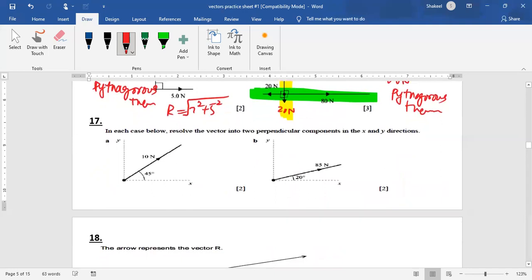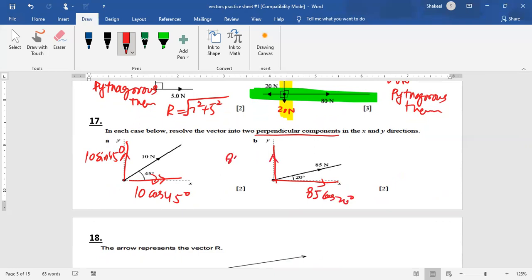Question number 17, very simple. You have to look for the perpendicular components. Of course, adjacent to the angle is cos. So this is 10 cos 45. And the other right angle component is sine. So 10 sine 45. Over here again, adjacent to the angle is cos. So 85 cos 20, and this would be 85 sine 20.